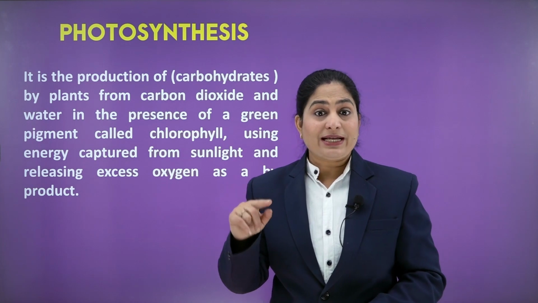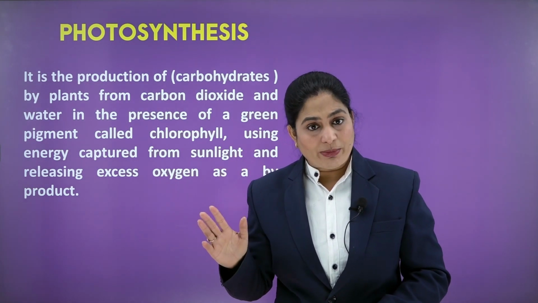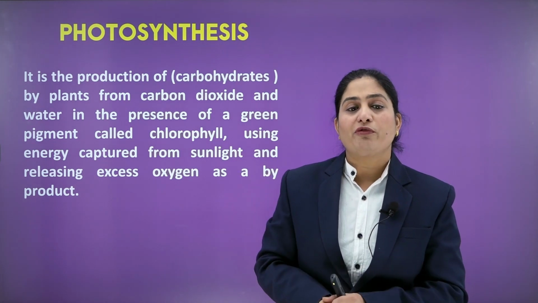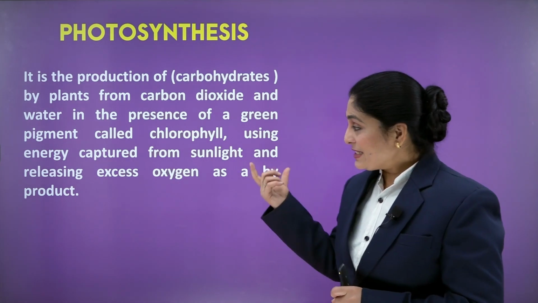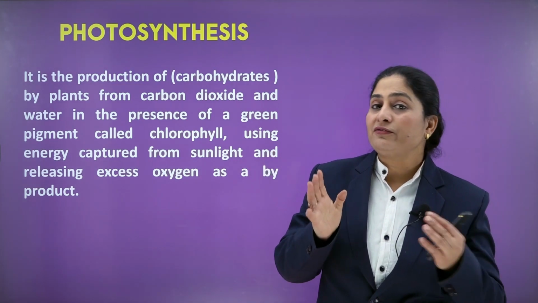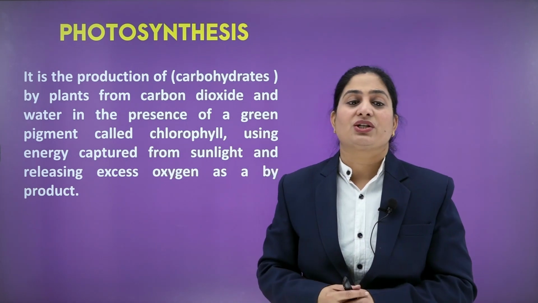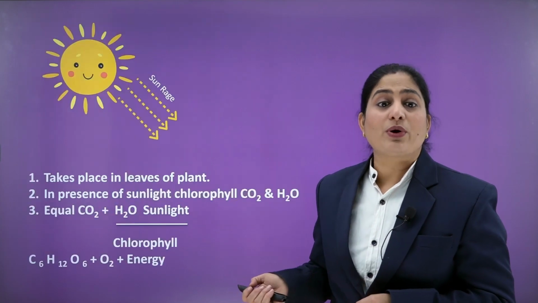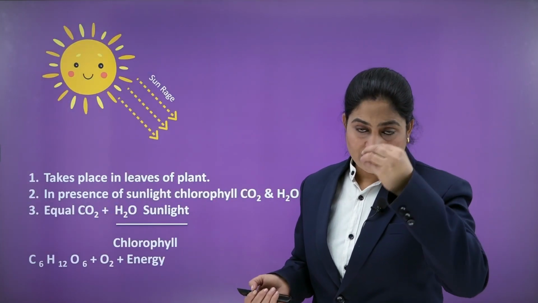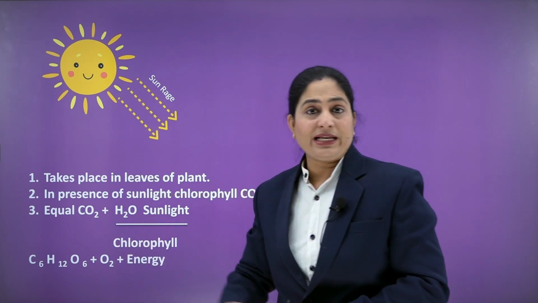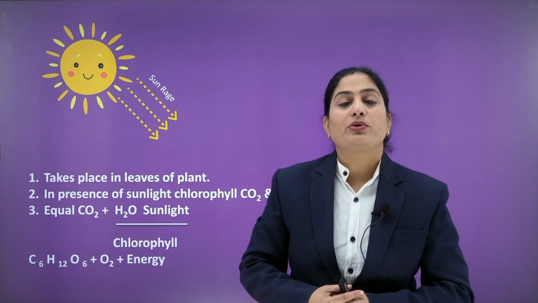Plants utilize carbon dioxide and water as the raw materials, in the presence of a green pigment that we call chlorophyll, and they utilize sunlight. Using energy captured from sunlight, finally it releases oxygen as a byproduct. I can say that photosynthesis includes the process of taking carbon dioxide and water and finally producing sugar, that is glucose C6H12O6, and releasing oxygen and a good amount of energy.